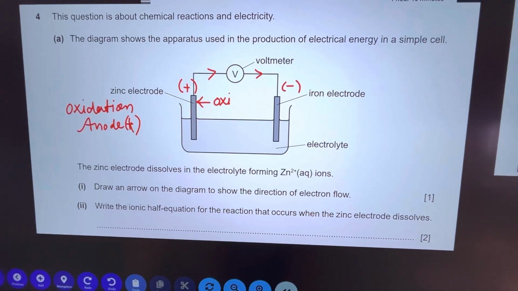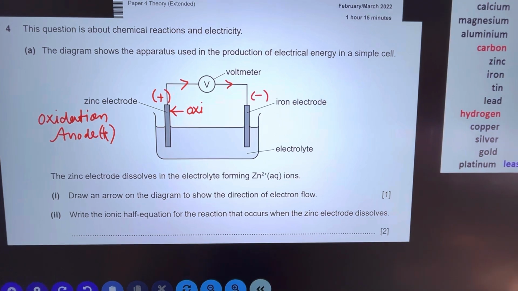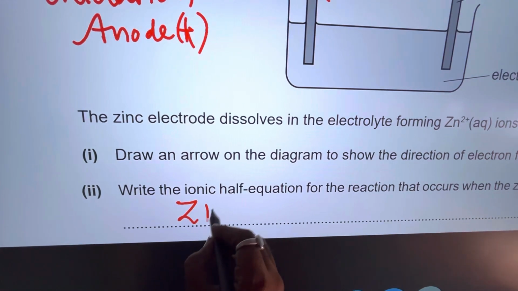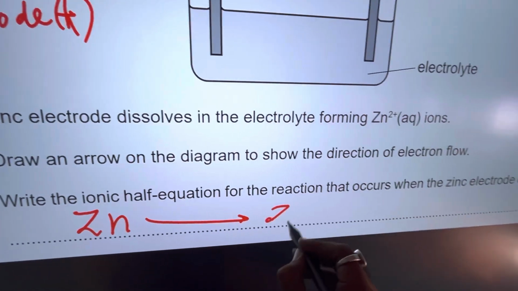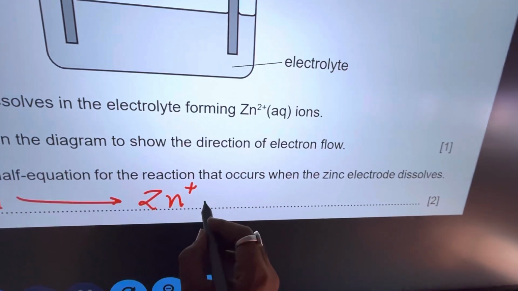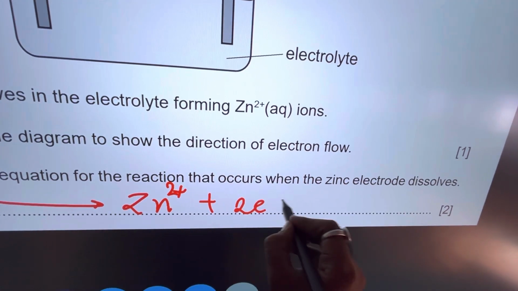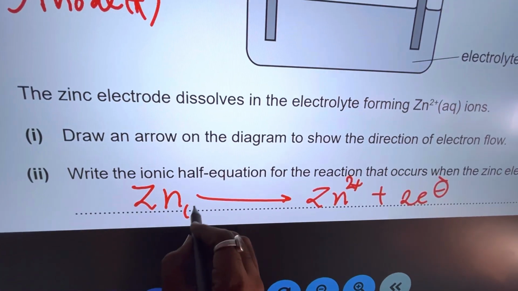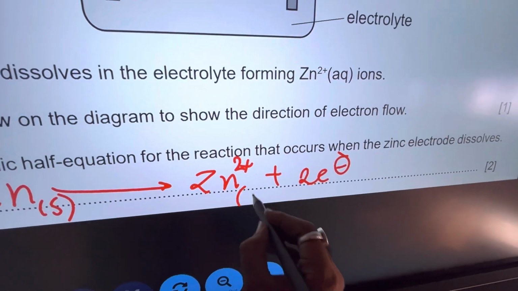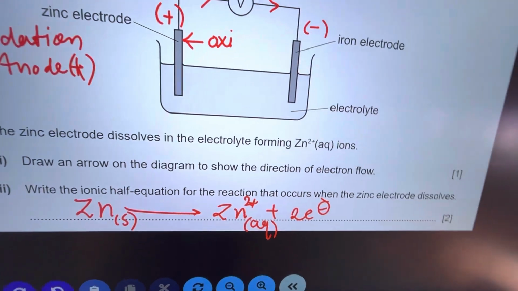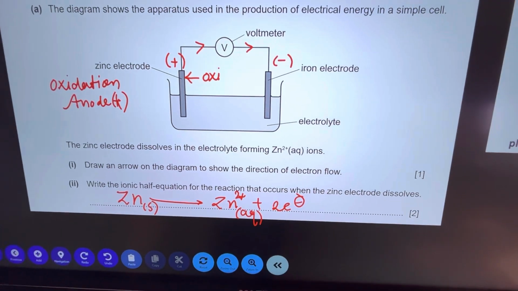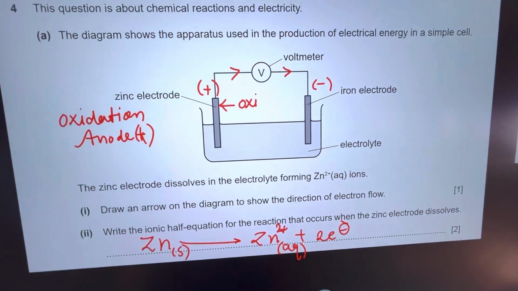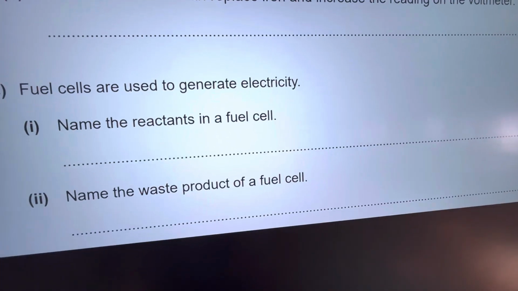Next, write an ionic equation for the reaction that occurs when the zinc electrode dissolves. When there is oxidation, Zn will lose electrons, so you can write Zn gives Zn2+ plus 2 electrons. Here most students make common mistakes. We write Zn as solid and Zn2+ as aqueous. Writing aq is very important. If you maintain the physical states, solid to aqueous, then you will get full marks.